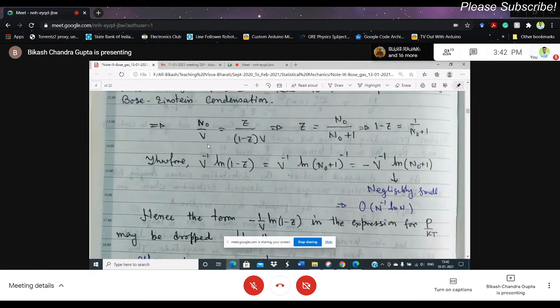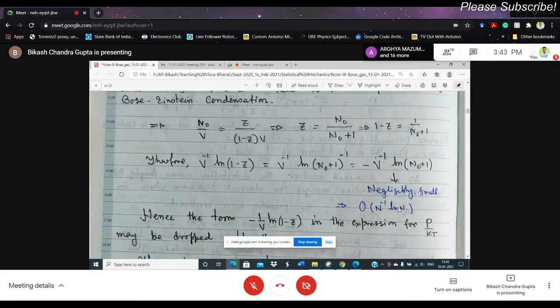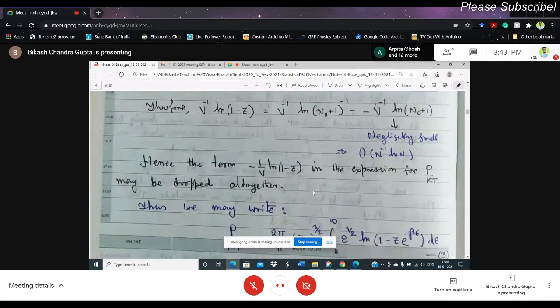Now see N0 by V. When z is about 1, N0 by V is no more a small number. It is a large fraction of the particles. Therefore, from this expression you can see that 1 minus z corresponds to 1 by (N0 plus 1), and therefore this expression should be V inverse ln of this inverse. This is of the order of N inverse ln N. You have seen earlier also, and I asked you to check on the computer, that this value is also very small for large N.